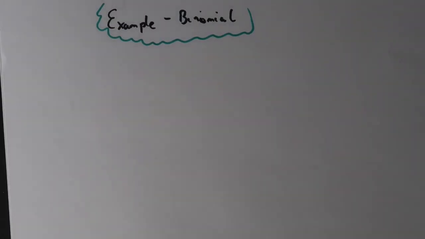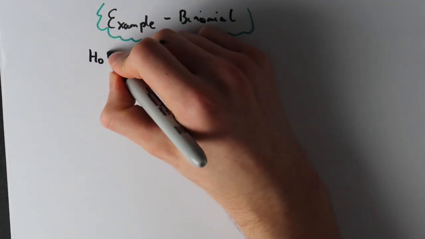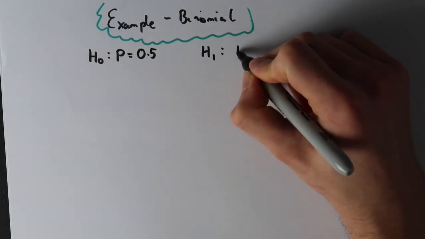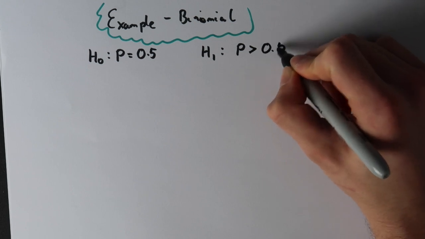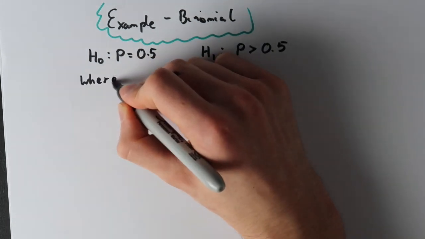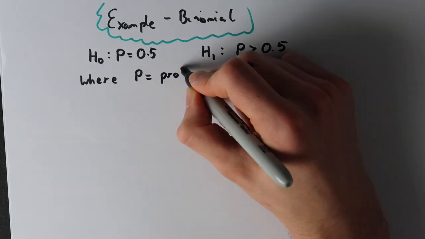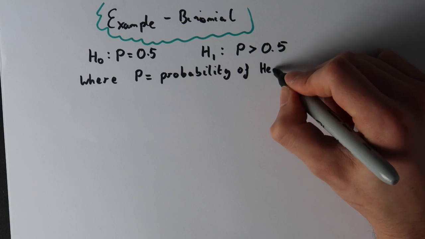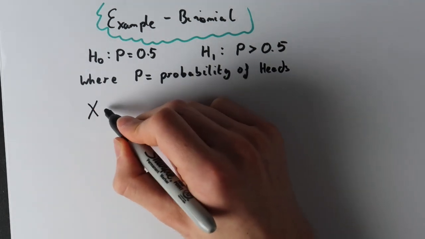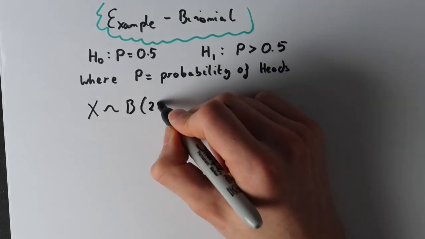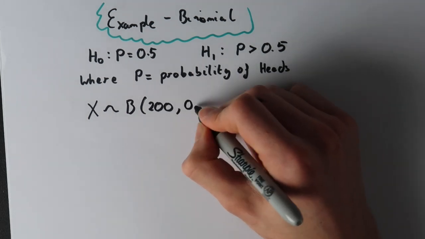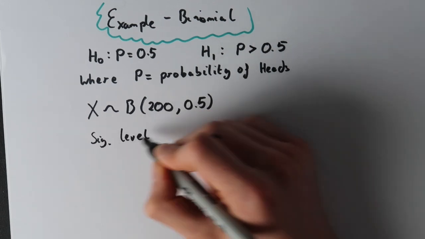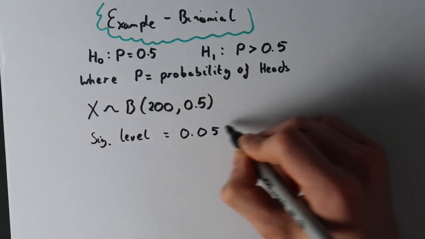So first we need to start by identifying our H0 and H1. This is key to every single hypothesis test question. So H0 is that P equals 0.5, because we're assuming it's a fair coin to start with. However, H1 is what we think might be true, so that P is greater than 0.5. We think it shows heads more times than half, and so P is the probability that it shows a head. So X is binomially distributed with 200 trials and a probability of 0.5.